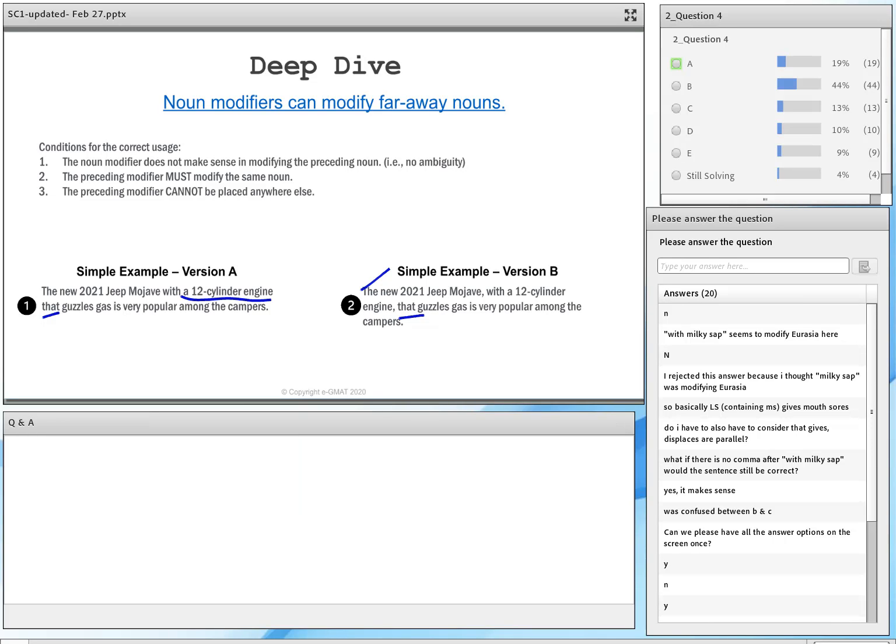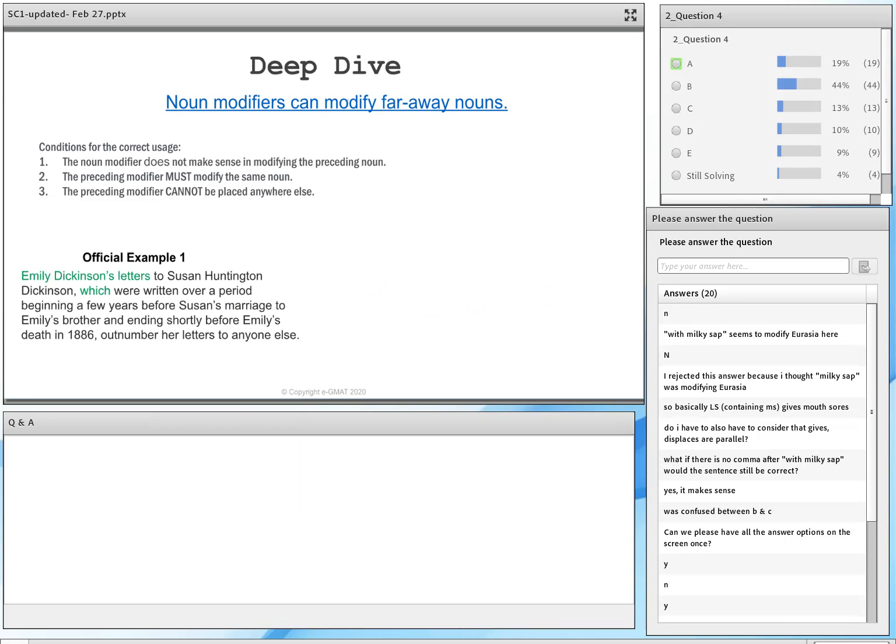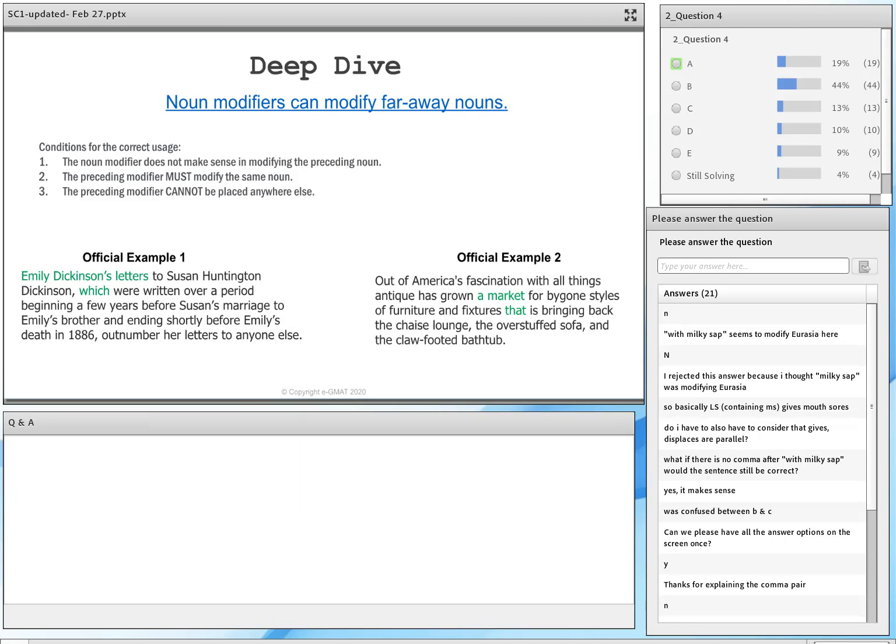Okay, so here I have two official questions which have this structure. So don't think that faraway noun modification is not frequently used. It is actually a very popular structure that we see, especially in complex and difficult questions, just to test your understanding whether you do understand this part or not.